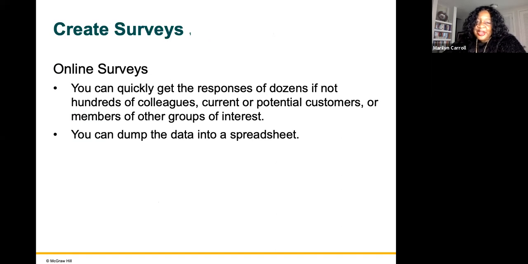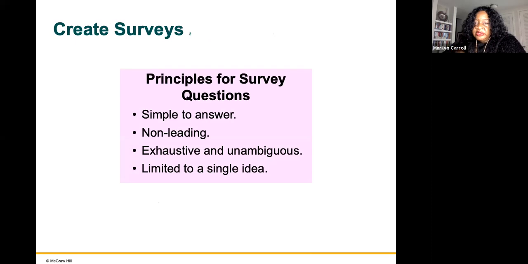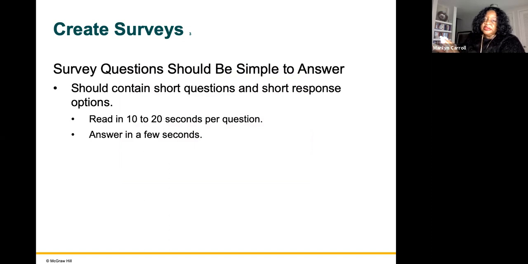So, create surveys, online surveys. You can quickly get the responses of dozens, if not hundreds, of colleagues, current or potential customers, or members of other groups of interest. You can dump the data into a spreadsheet. The principles of survey questions include: they must be simple to answer, non-leading, exhaustive and mutually exclusive, and limited to a single idea.